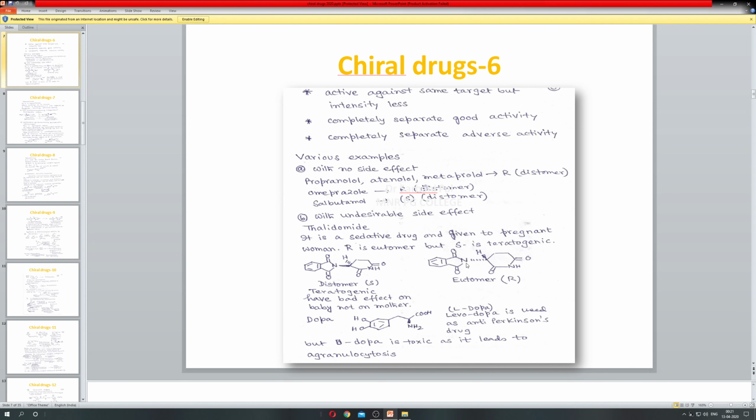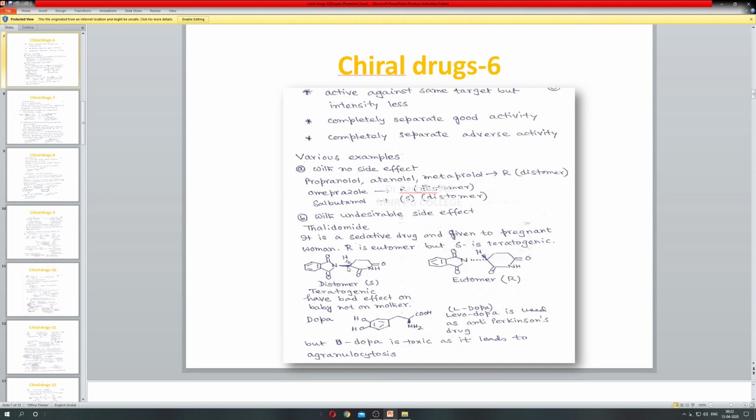Now this compound is actually the eutomer and was given to pregnant ladies as a sedative drug. But when it was given as a sedative drug at that time, we were not aware of this problem, that the enantiomers of a chiral drug can show different properties. So it was given as a racemic mixture.